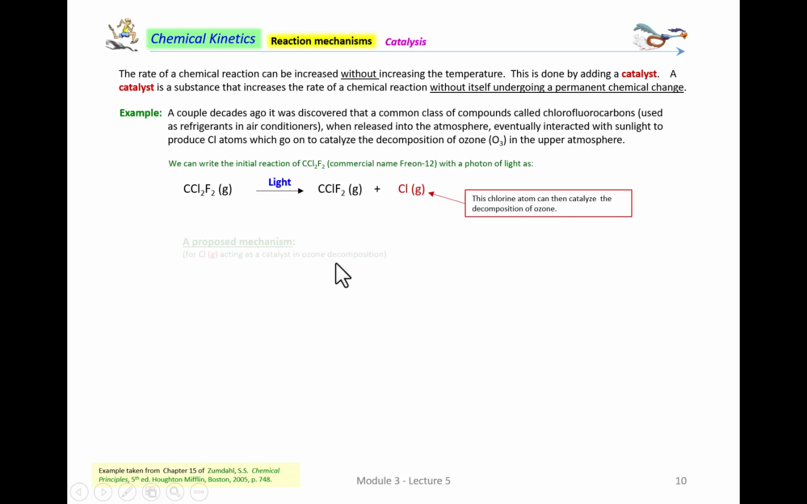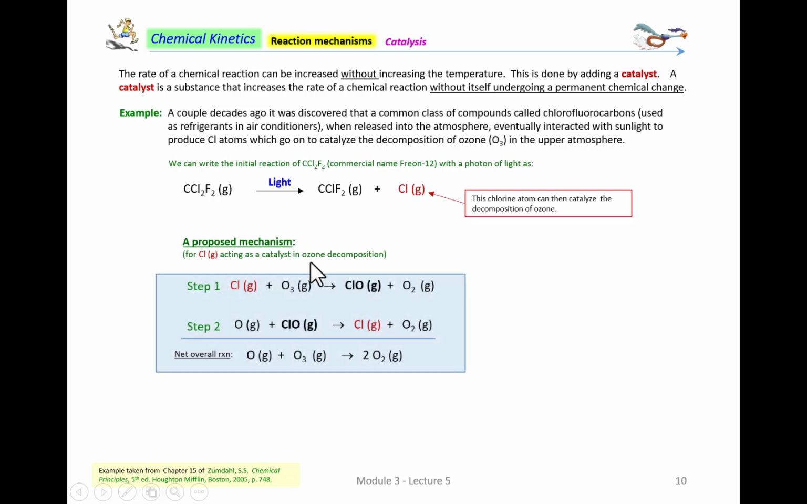Well, how would that occur? A proposed mechanism for this, with Cl acting as a catalyst, is shown below. It's believed that in step 1, a chlorine atom formed from the interaction of light with the Freon 12 can interact with an ozone molecule to form chlorine monoxide and an oxygen molecule. Then the chlorine monoxide can find an oxygen atom, which also exists in the upper atmosphere, to reform a chlorine atom and form another oxygen molecule.